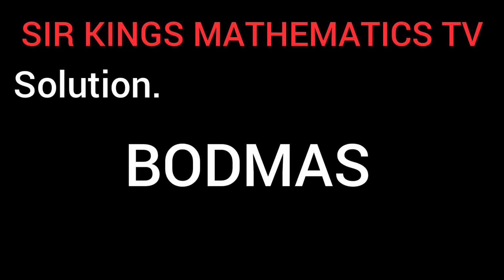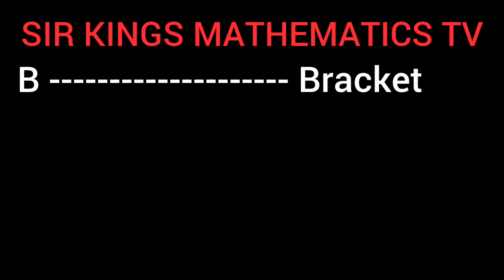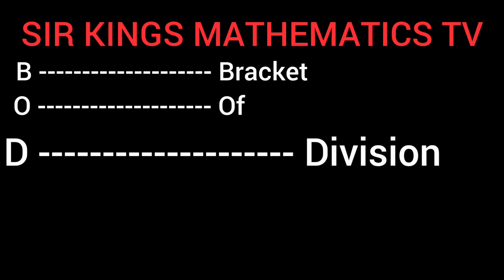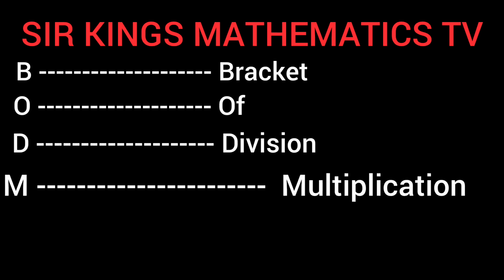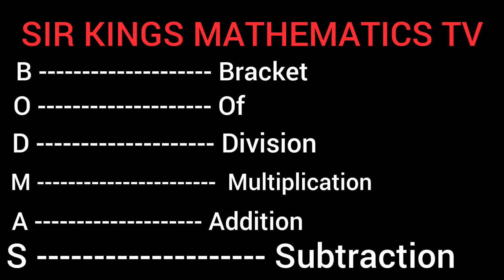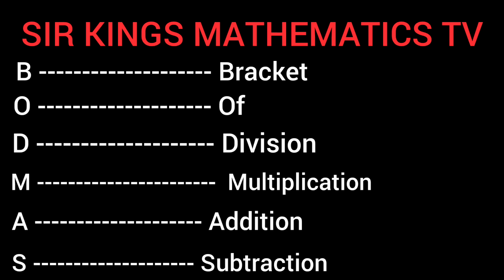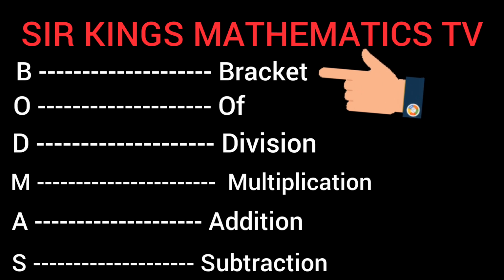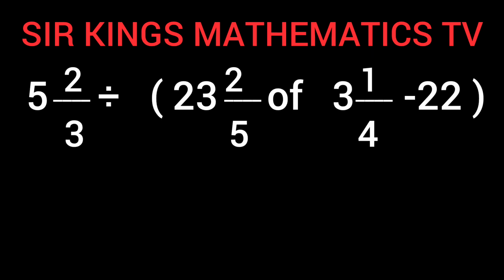Solution. We are going to make use of BODMAS in this question. B is bracket, O is of, D division, M multiplication, A addition, S subtraction. The first letter in BODMAS is B, and B is bracket. So because of that, we are going to solve the numbers in the bracket first.